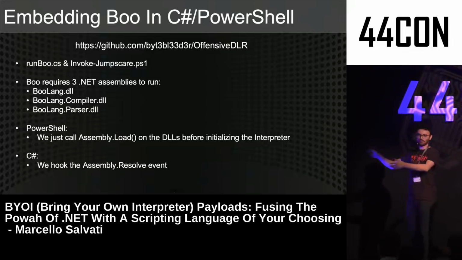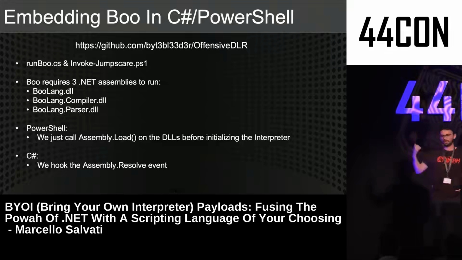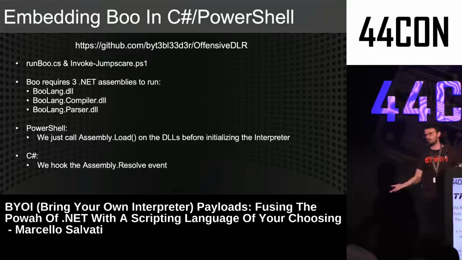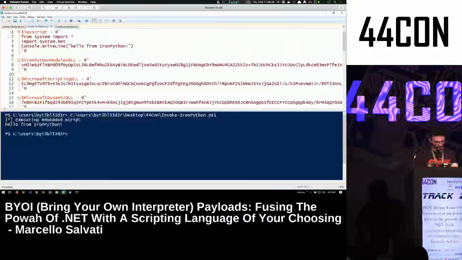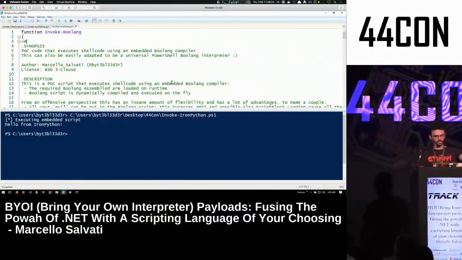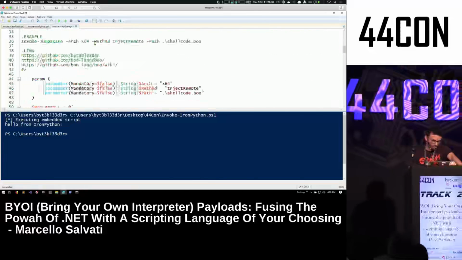The example I'm going to be demonstrating right now is embedding the Booleang compiler within PowerShell, but again, there's an example on that GitHub repo that embeds it in a C# executable as well, okay? So let's go back to our VM here. This is Invoke-JumpScare, okay? I put some description in there.